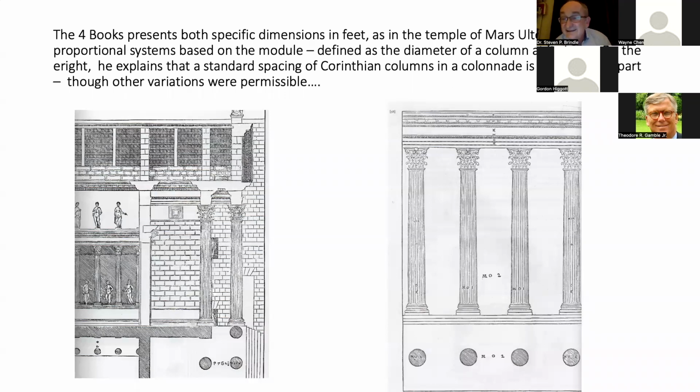But on the right, in this theoretical image of the Corinthian order, he's telling us that the standard spacing for Corinthian columns is 2 modules, the module being the diameter of a column near its base, 2 modules apart. So his book gives us both ancient exemplars with specific dimensions in feet, and it gives us theoretical images in which the proportions are explained in a modular approach, the module being the diameter of the column, which is fundamental to a particular building, in this case, the Corinthian order. And the next, please.